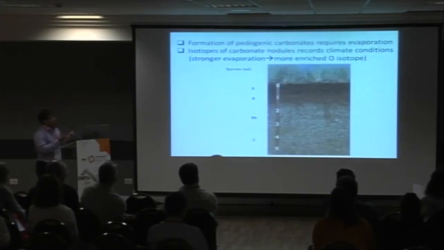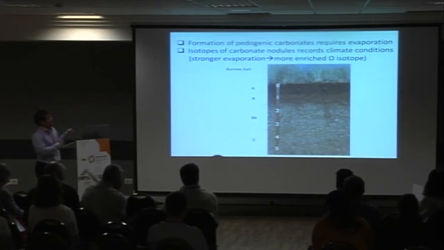With the age model established, I need a way to see whether the Loess Plateau was drier or wetter. There is lots of pedogenic carbonate. Formation of pedogenic carbonate requires evaporation. Of course, there are many ways to interpret the isotopes in pedogenic carbonate. But I think it's fair to say that with strong evaporation, you'll have more enriched δ18O. So I'm going to use this approach to see the aridification change.